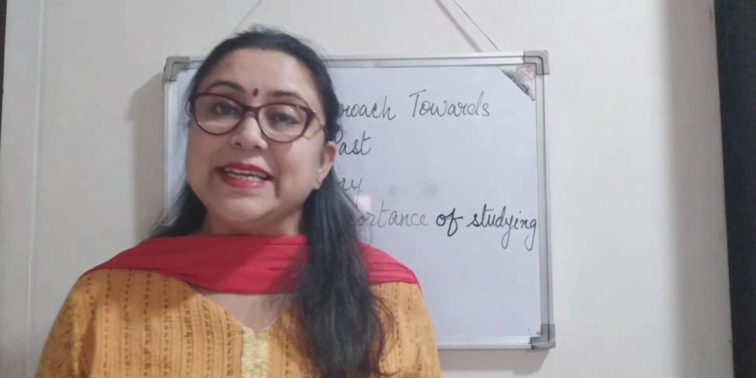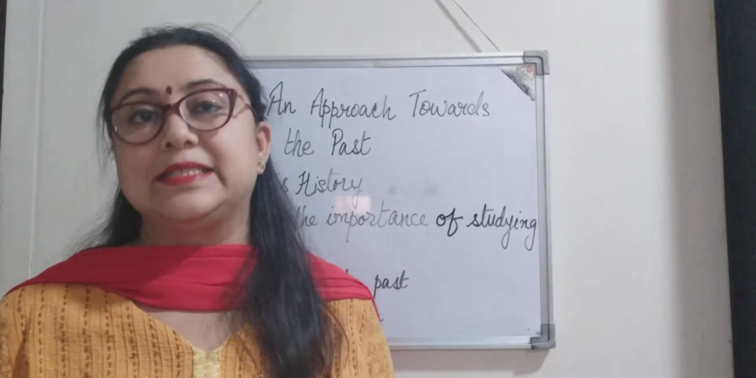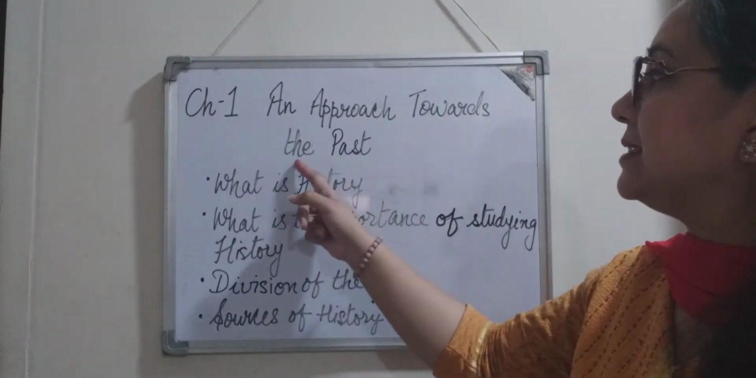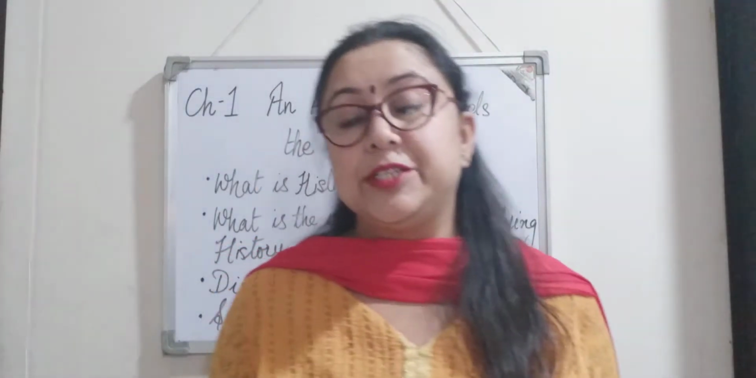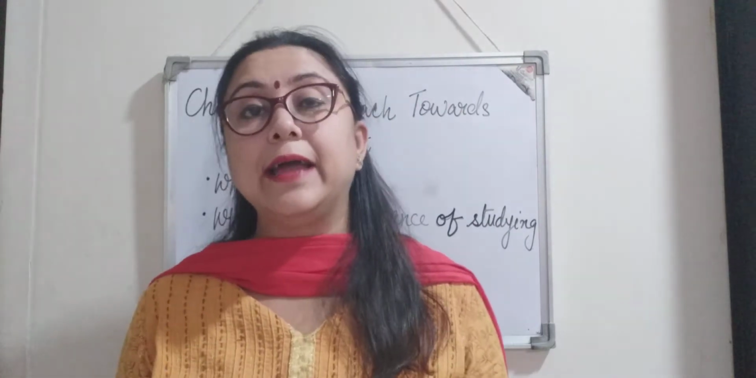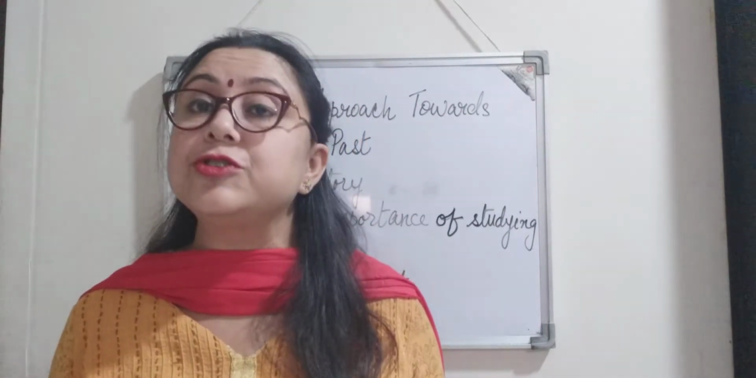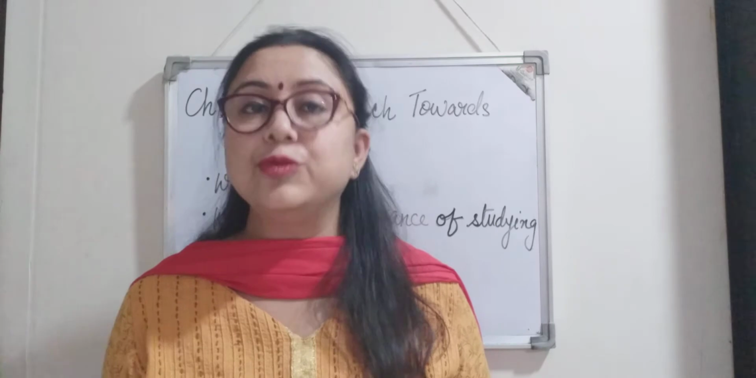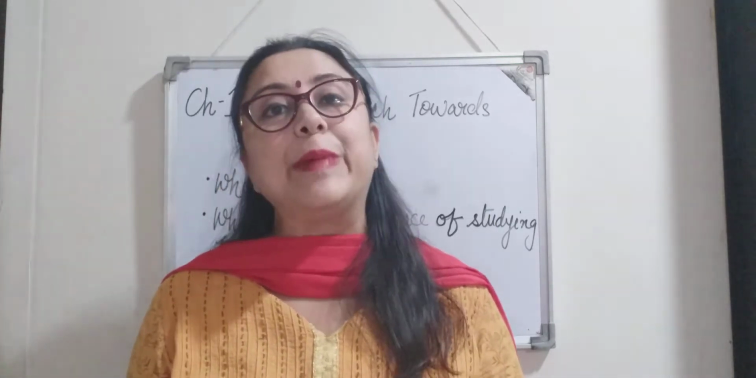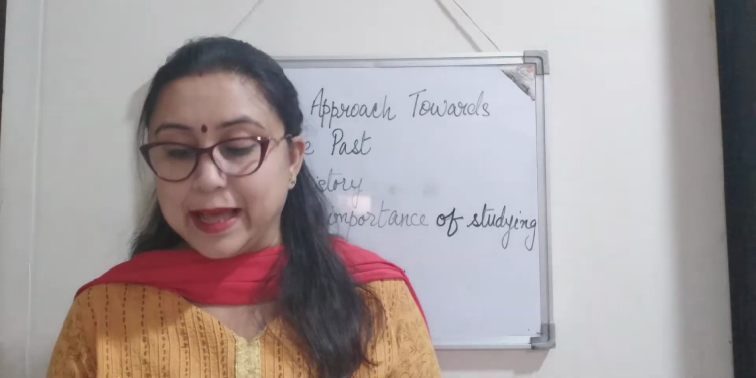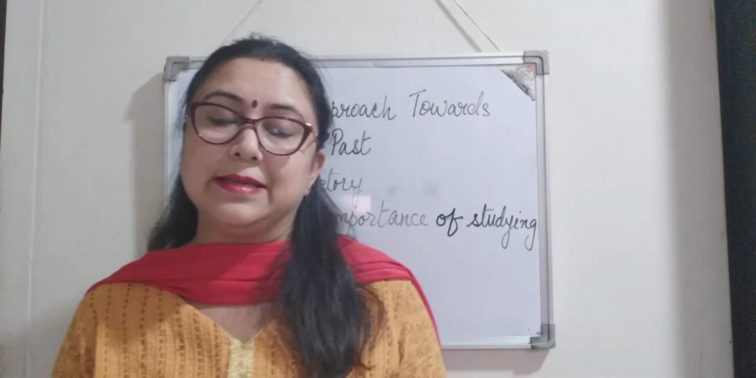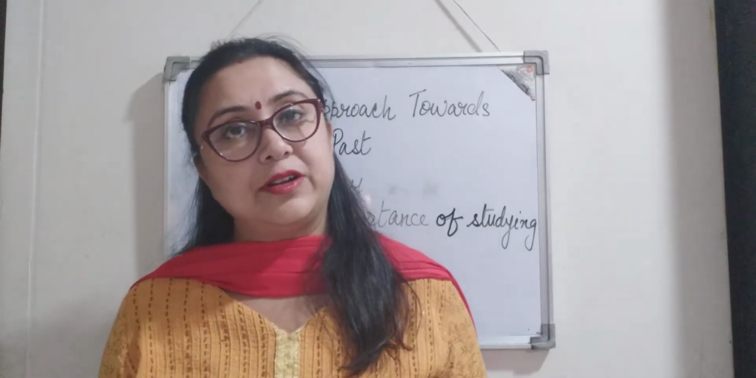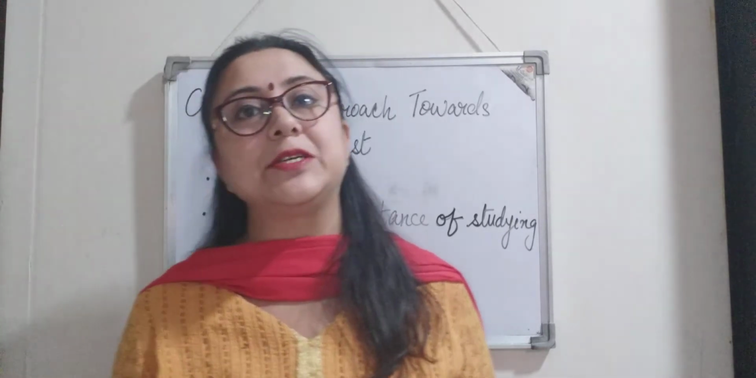So in today's session we will be discussing the first chapter of history, that is an approach towards the past. But before that, let me tell you, all of you must have seen the book, and your book is divided into three parts. Part 1 has the history lessons, part 2 has the geography lessons, and part 3 has the social and political life lessons, the lessons or chapters related to civics. So your book has three parts: history, geography, and civics. Fine. I hope this much is clear.